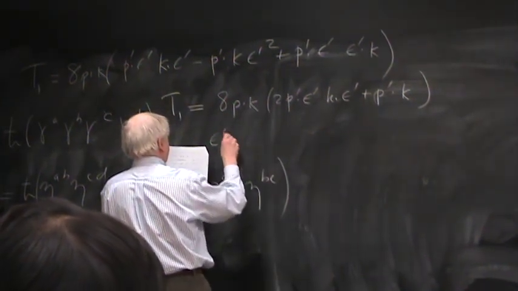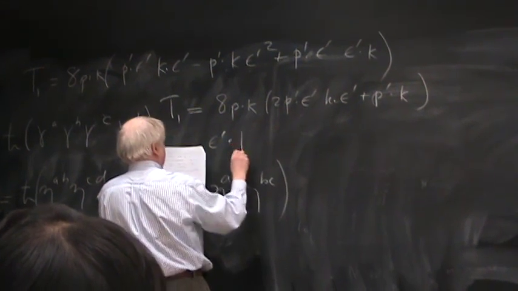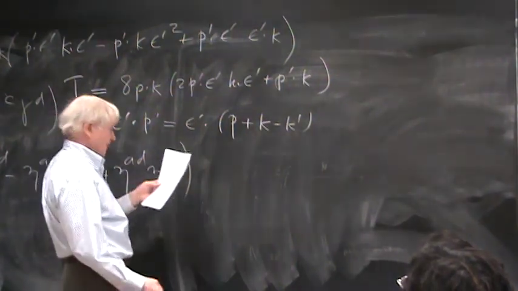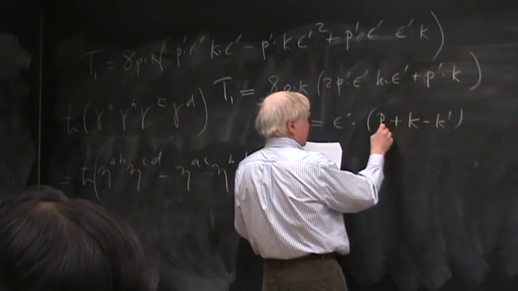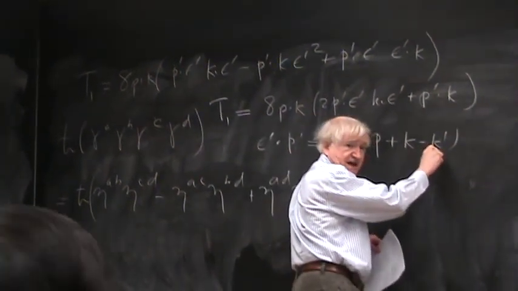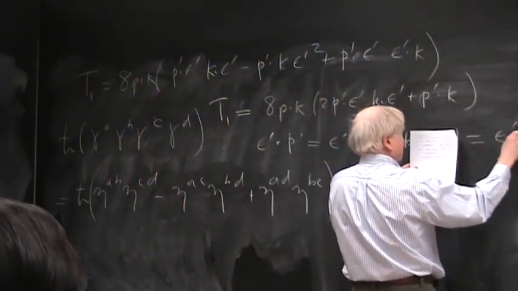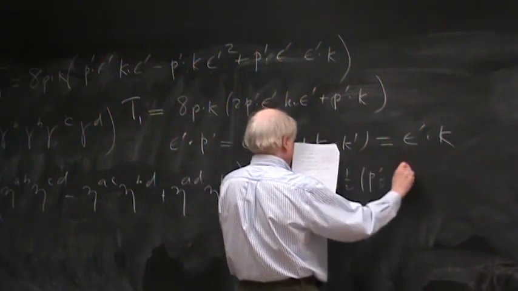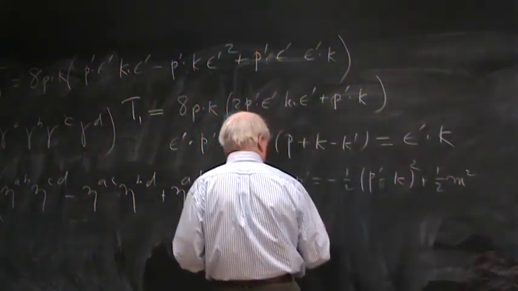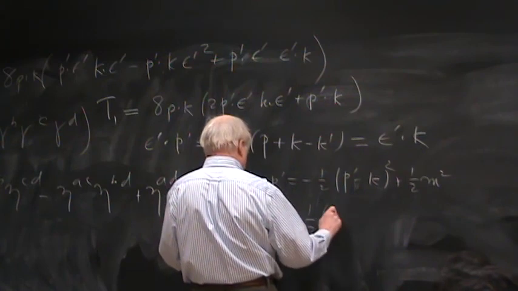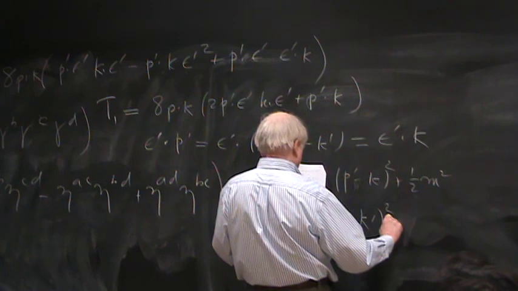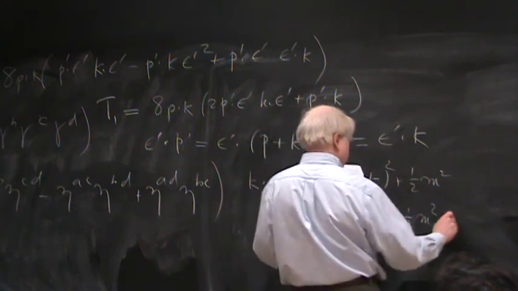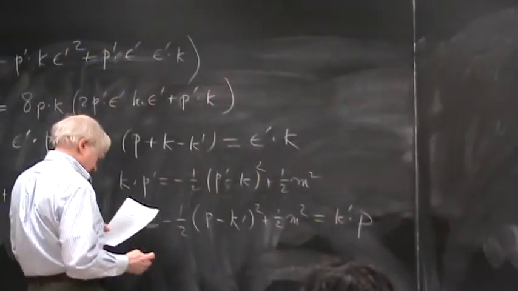Now one can perform a few more manipulations here. Epsilon prime dot P prime is epsilon prime dot P plus K minus K prime. This is four momentum conservation. And epsilon prime dot P is zero. Epsilon prime dot K prime is zero because we're in Coulomb's gauge. And so this is equal to epsilon prime dot K. And one can also show that K dot P prime is minus a half P prime minus K squared plus a half M squared. And then four momentum conservation gives you minus a half P minus K prime squared. I've got minus a half M squared. I can't imagine that's right. That's close to half M squared. And this is then K prime dot P. So you can shift over to prime if you want.